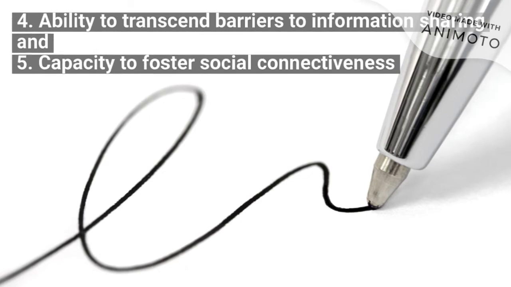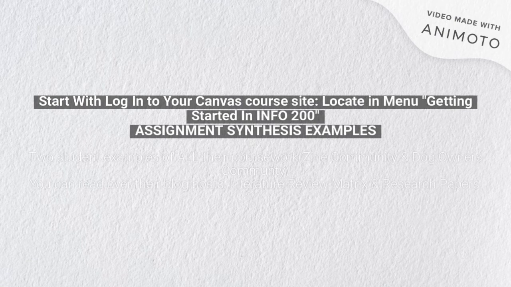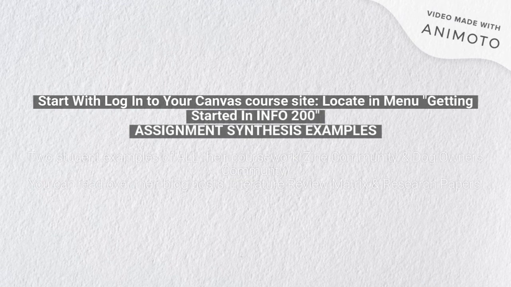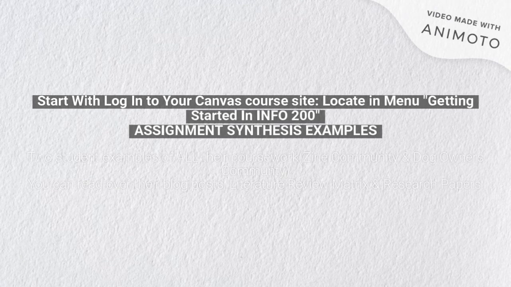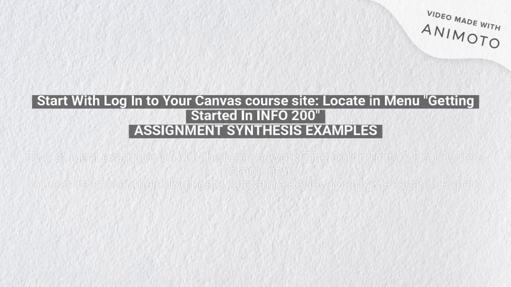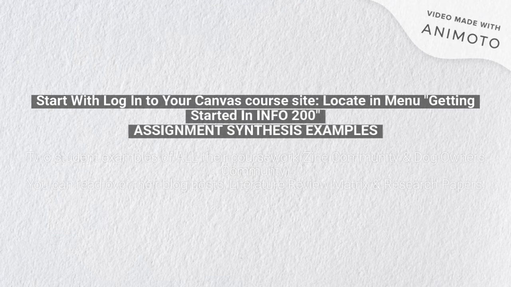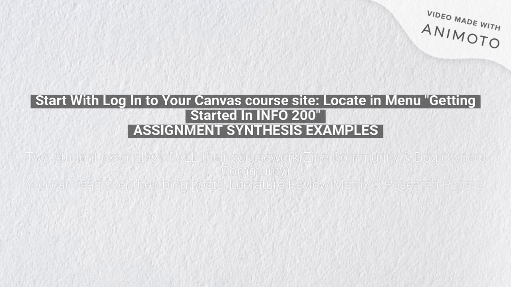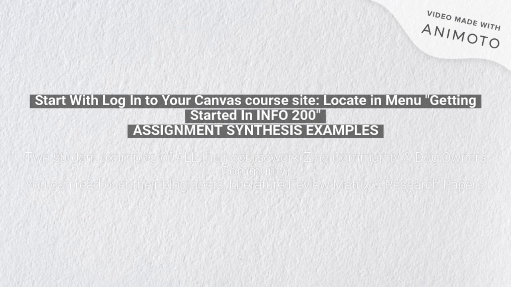Here again is the login. Under Getting Started in Information 200, you'll find the assignment synthesis examples, and one is Dog Owners Community, and the other is the Zine Publishing Community. So take a look at what both of these students have done in terms of their blog writing and their research paper writing and their matrix and their book reviews. Everything that you learn in the assignments you can reuse later in your research paper.